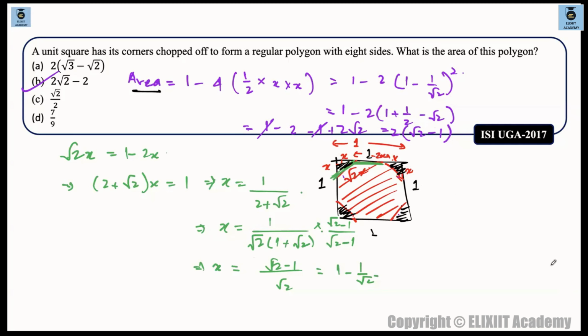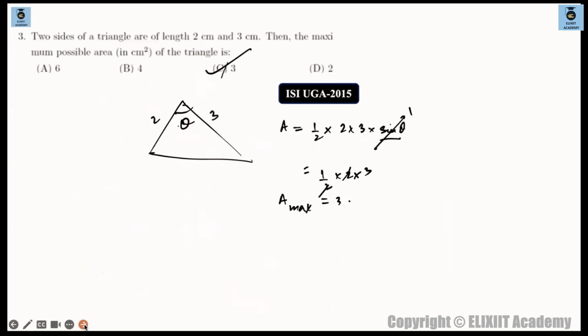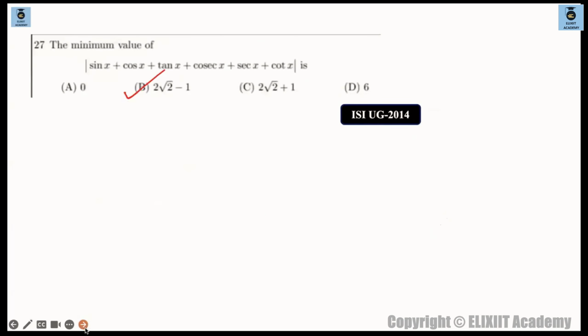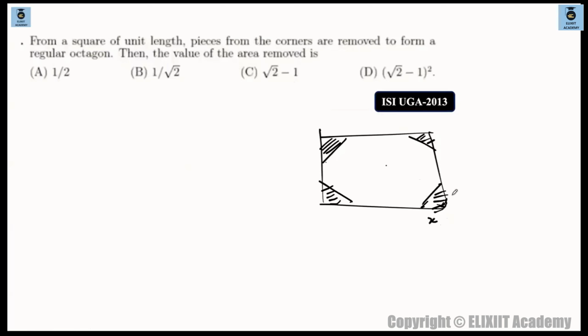The area of the black shaded region will be 4 times, as 4 such triangles are there, half into base into height, that is half into x into x, half x squared, half times (√2 - 1)/√2 whole squared. The 2 and 2 cancel out, so the answer will be (√2 - 1) whole squared for the 2013 question. This also will be x, this also x, so half into x into x, x was √2 - 1, whole squared. Option D will be correct.